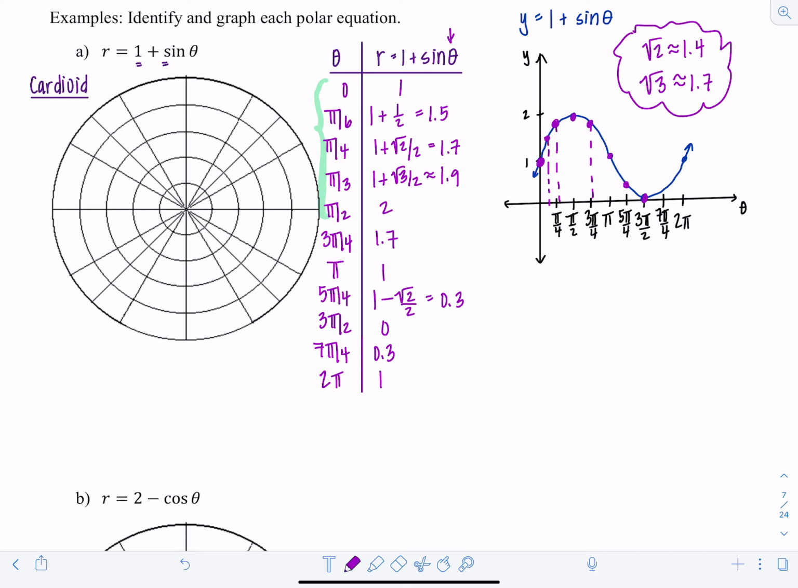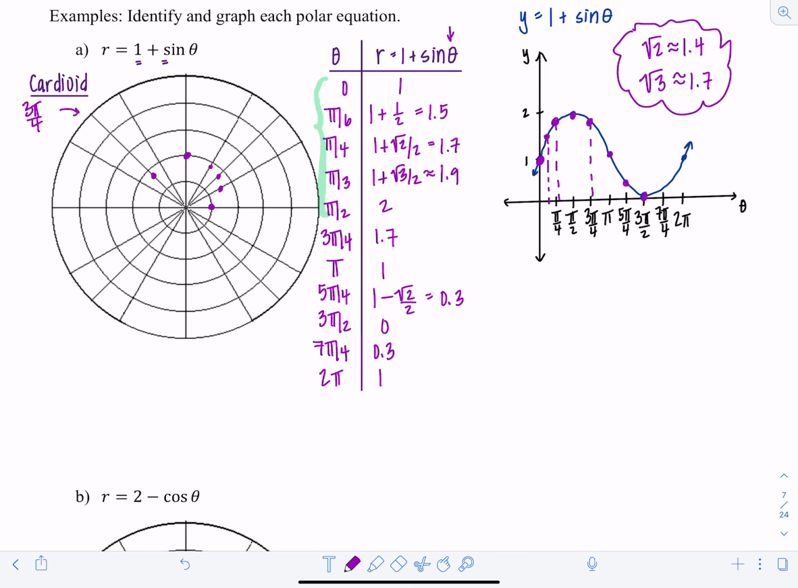So we have, when theta is 0, r is 1, so that would be right here. When theta is pi over 6, r is 1.5, so maybe about there. When theta is pi over 4, we have 1.7. At pi over 3, 1.9. And then at pi over 2, it's all the way up here at 2. And then 3 pi over 4, this is 3 pi over 4 right here. We're at 1.7. So 1.7, and at pi, we're at 1.